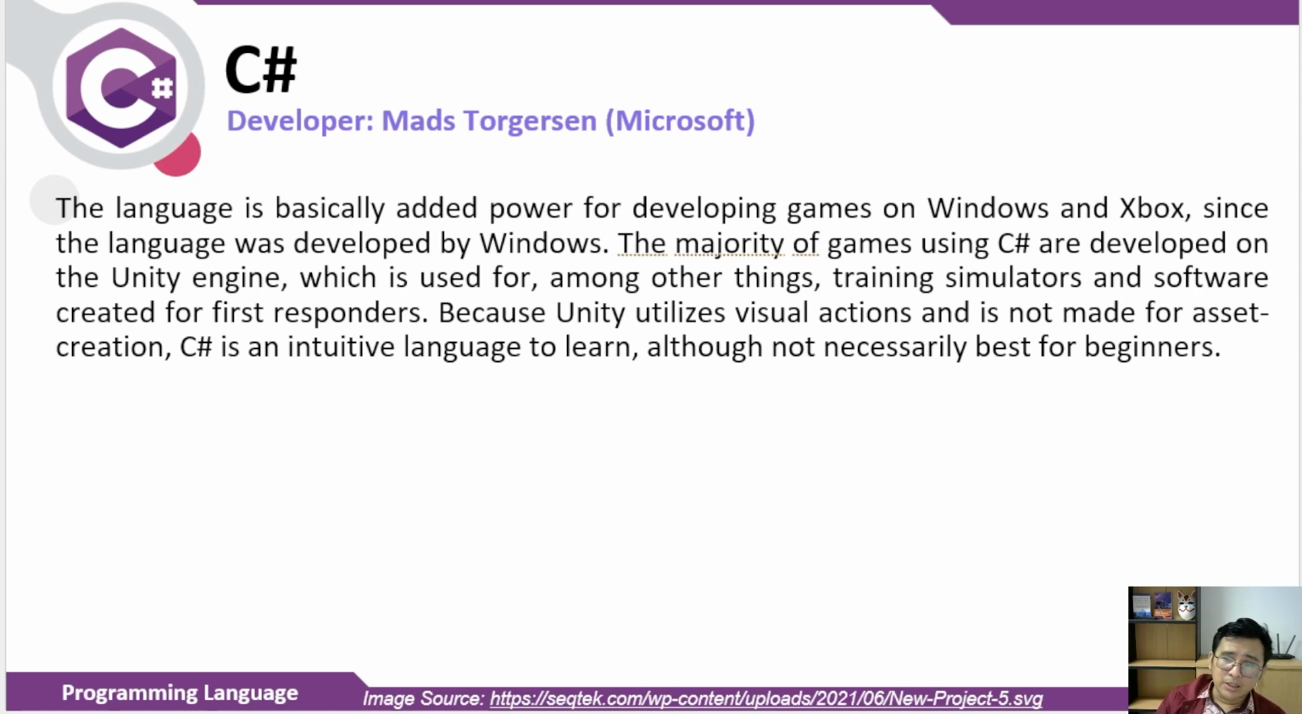The majority of this programming language, C Sharp, is developed on the Unity engine, which is used, among other things, to make training simulators and software created for first responders as well, such as firefighters, search and rescue, etc. Because the Unity engine utilizes visual action and is not made for asset creation, C Sharp is an intuitive language to learn, even though it is not really recommended to be learned by beginners, same as C++.